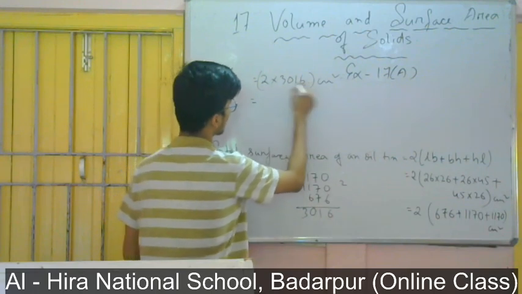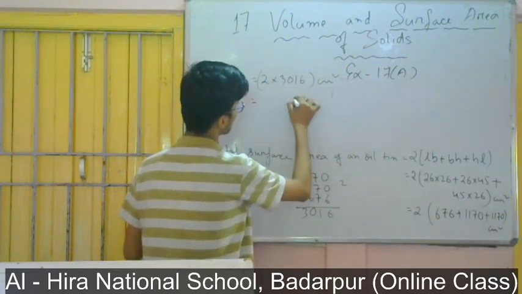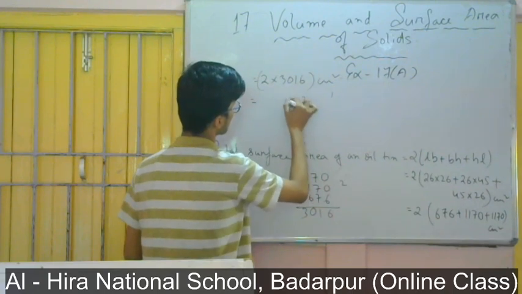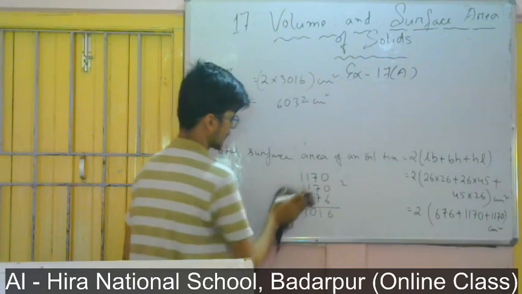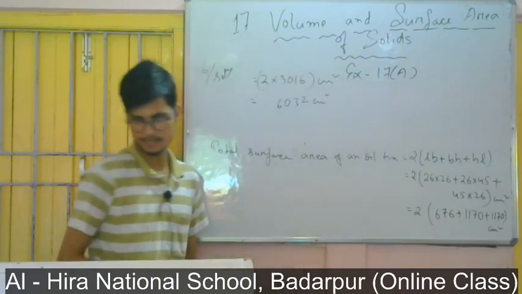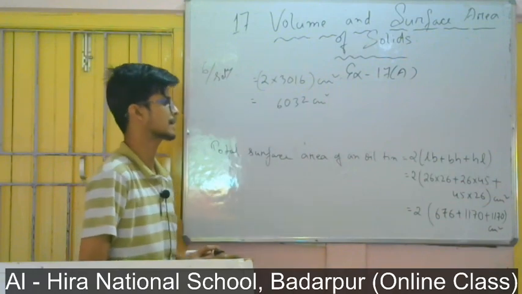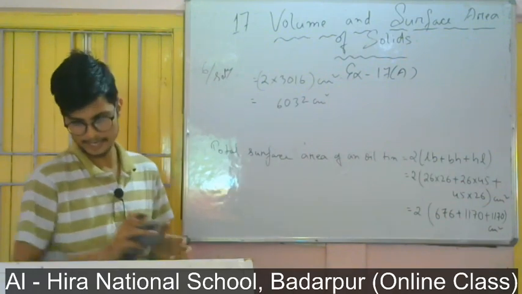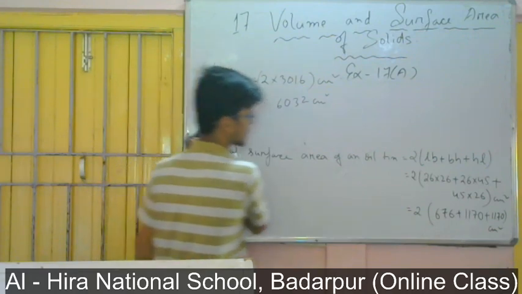So directly you can multiply: 6 2s are 12, 2 1s are 2 and 1 is 3, then 2 into 0 is 0, 2 3s are 6. The unit will be centimeter square. So 6032 centimeter square. This is the area of a single tin. Now I have to find the area of 20 such tins, so I will simply multiply this by 20.